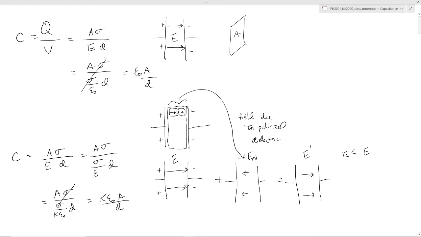So you can think of this modification of the capacitance. The capacitance has gone up because the electric field in between the plates is reduced, and it's reduced because there is a contribution pointing in the other direction that's a consequence of that dielectric being polarized in between the plates.